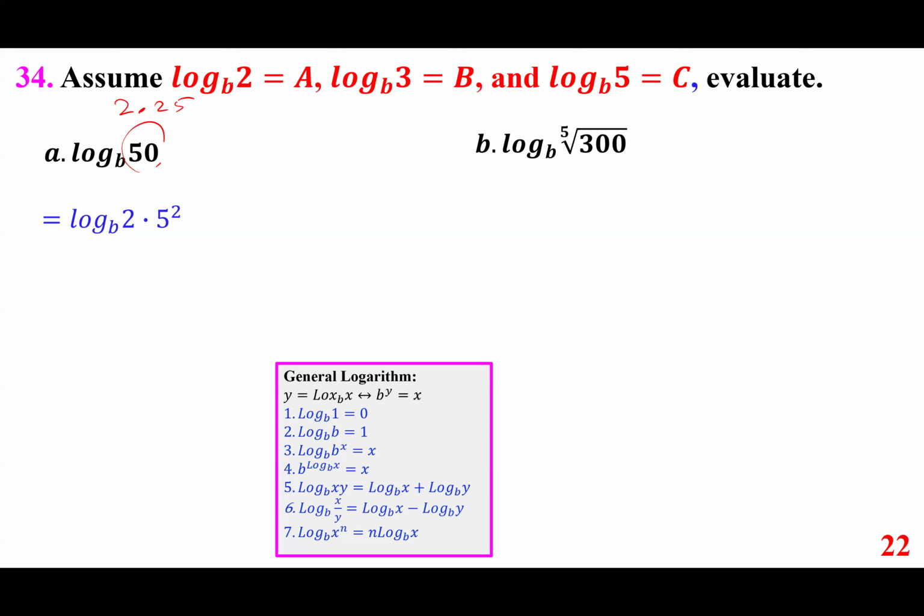And now we are going to use number 5 and number 7. By now we know how to break this into pieces. So this is log 2 base b, and this is log 5 squared base b. And this one, we can put the 2 in front, everybody. Now log 2, we replace it with a, 5 with c, we get a plus 2c. Very straightforward, everybody.